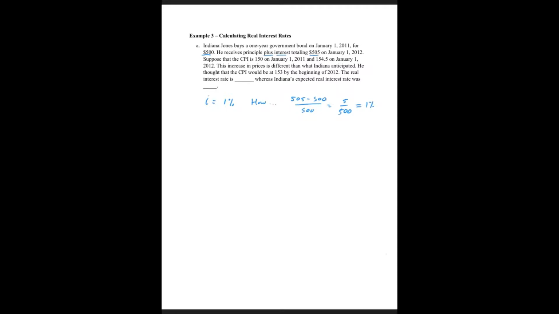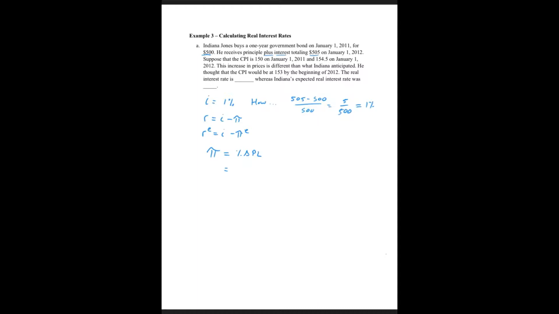Now, if we're trying to calculate the real interest rate, we know the real interest rate is nominal minus inflation. And we have two different things that we're trying to calculate here, right? He wants to know what the real interest rate is, but also what was the expected real interest rate. And the expected real interest rate is just nominal minus the expected inflation. So we have to use some of this data to calculate the inflation rate. Well, what was the inflation rate? Remember, the inflation rate is the percentage change in a price level. So what was this percentage change in the price level?